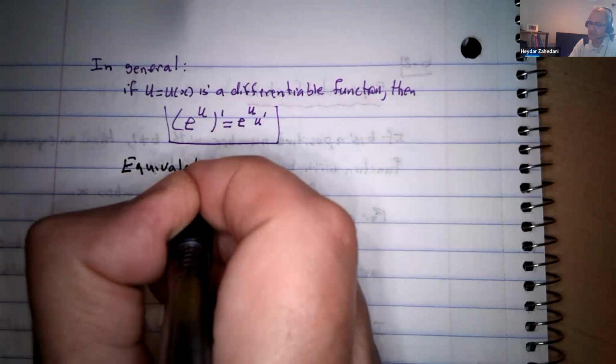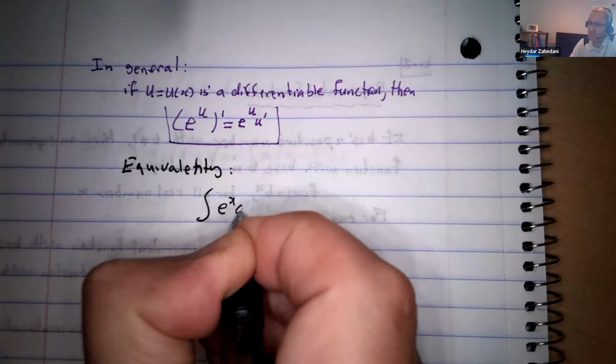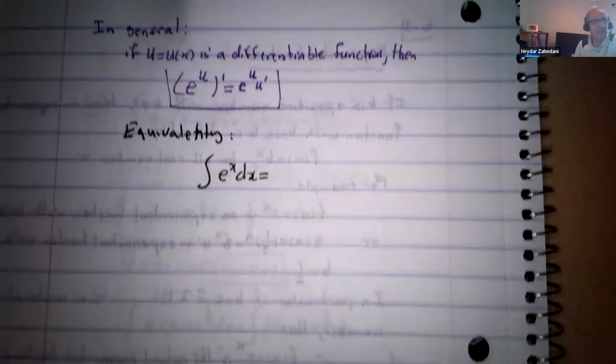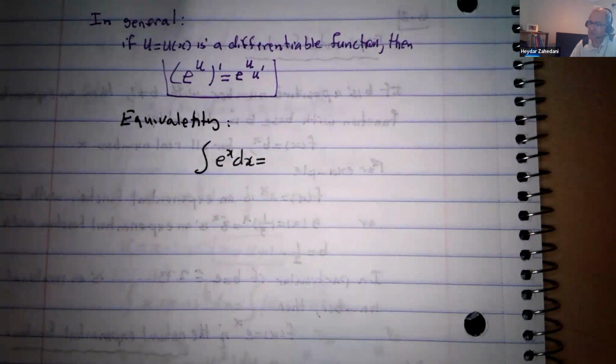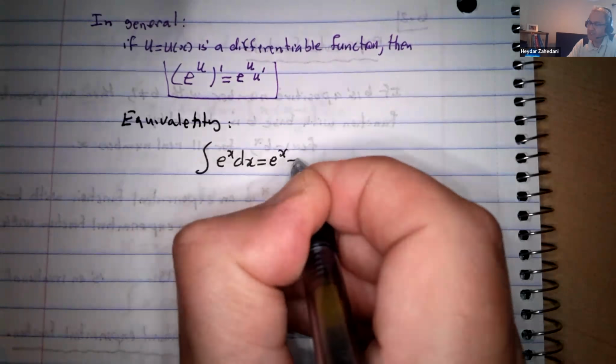Equivalently, the integral of e to the x dx never changes, because you want to find a function whose derivative is e to the x. It's just e to the x plus c. But if it is going to be e to the u, the integral of e to the u, you have to have the du. Again, it never changes: e to the u plus c. So that is all we need to be able to take care of these exponential functions.